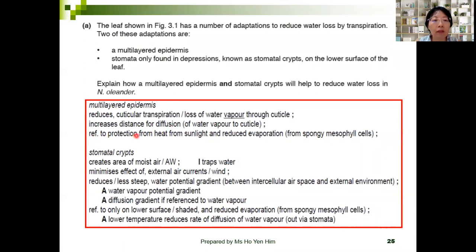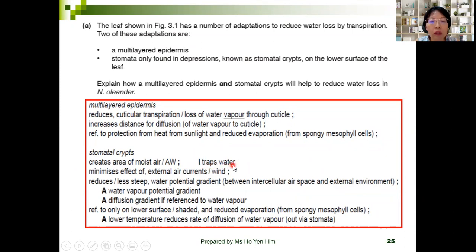And also the leaf is protected from the heat of sunlight. The heat from sunlight will be absorbed by these 3 layers of cells, so there'll be less heat reaching the mesophyll layer of the leaf. So that will reduce water loss. Okay. The stomatal crypts create a moist air.